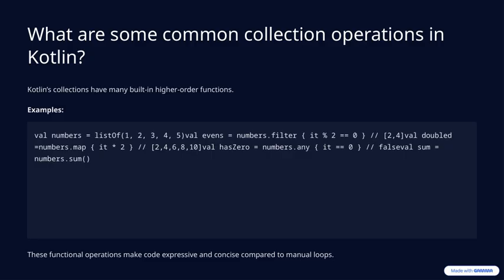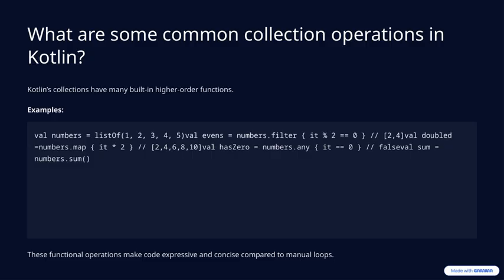Again, we pass a lambda that multiplies each element by 2, and we get a new list with the doubled values. Another useful function is any, which checks if any element in the list satisfies a condition. Here, we're checking if any number is 0, and in this case, it returns false. Finally, we have the sum function, which simply adds up all the elements in the list.